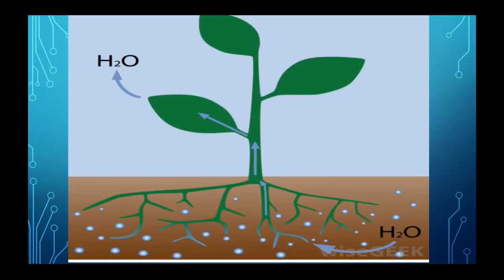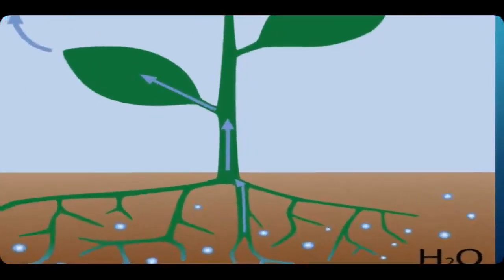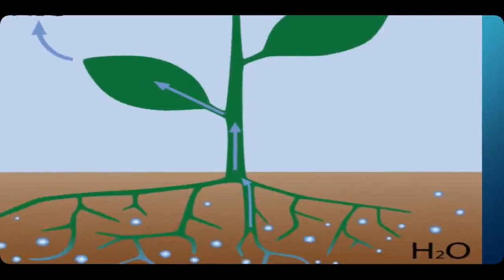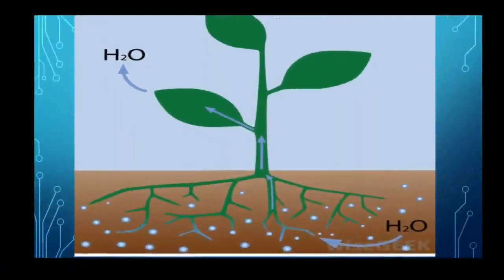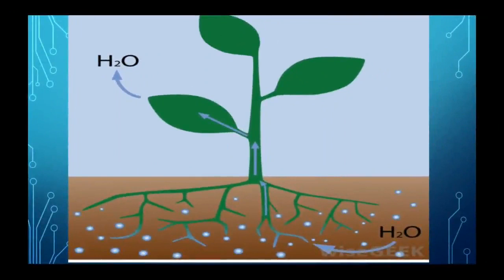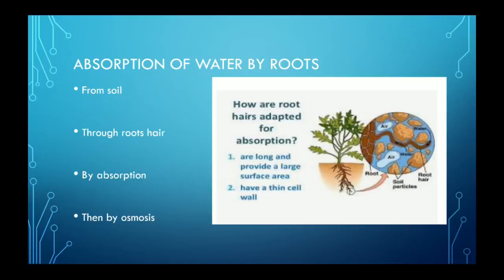Here in the picture, you can see that this is a plant, and below the ground level there is another part of the plant which we call the roots. So these are the roots and H2O. H2O means water. So this H2O, by means of the root, is transported to the upper part of the plant. Here you can see this arrow. So by roots it is transported to the upper parts of the plant. So what we can say is that absorption of water takes place through the roots, and this is our next topic, absorption of water by roots.